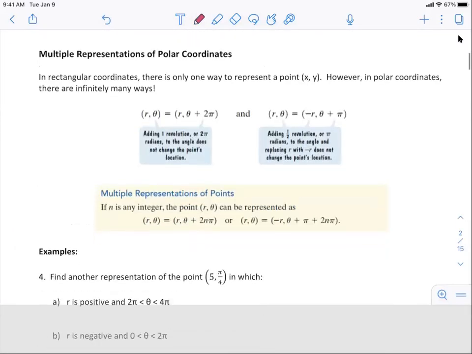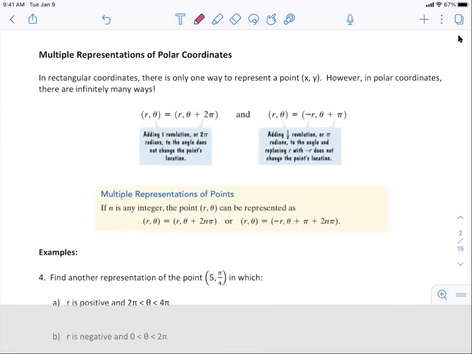Okay, because of the way we know that circles work, that you can rotate infinitely many times and still land at the same spot over and over and over again. That's why we say you're going in circles, because you keep coming back to the same spot. So here's what's different about the polar coordinate system. In rectangular coordinates, there's only one way to represent getting to the point x, y. However, in polar coordinates, there's infinitely many ways to represent the same location.